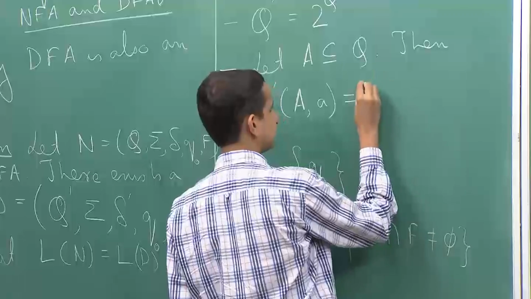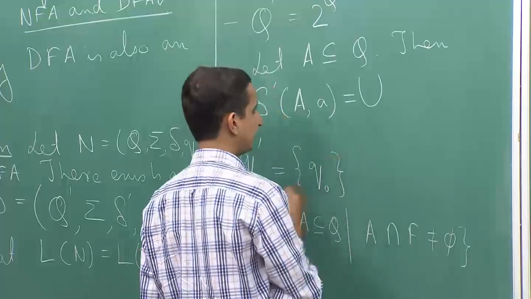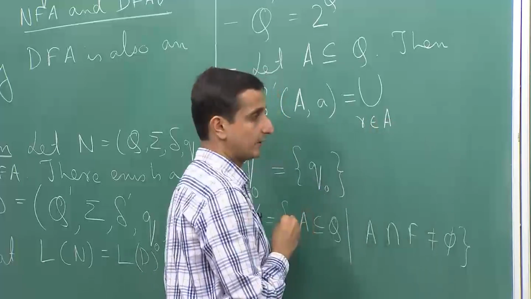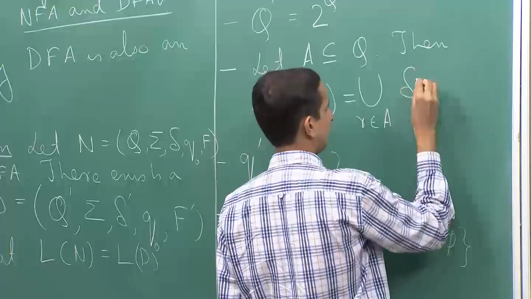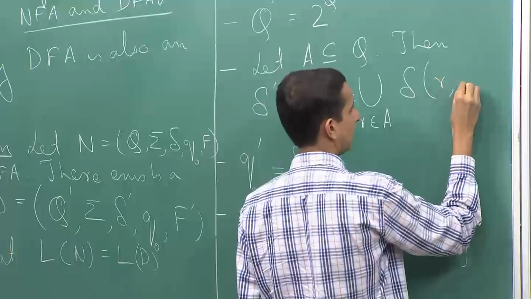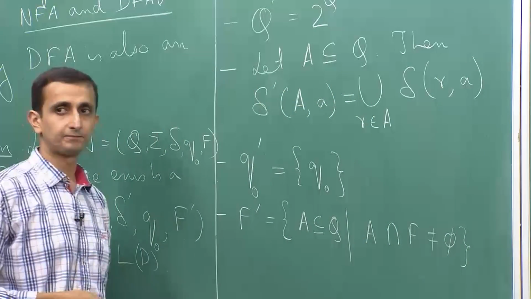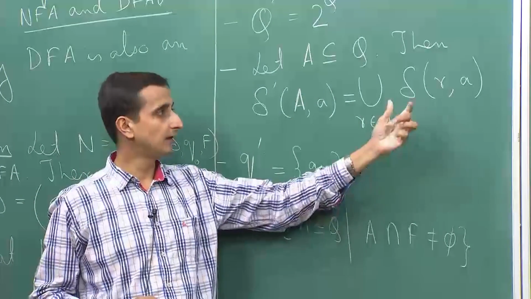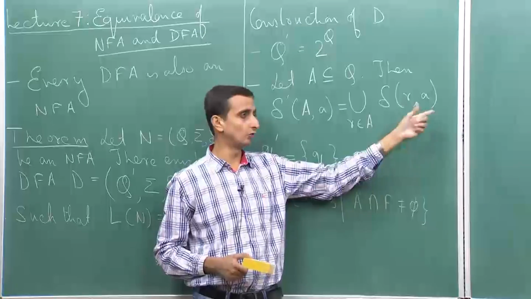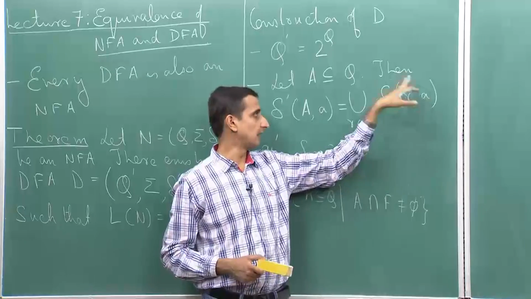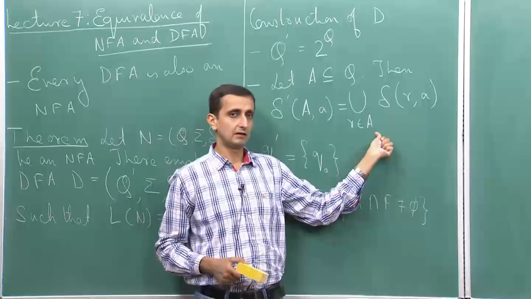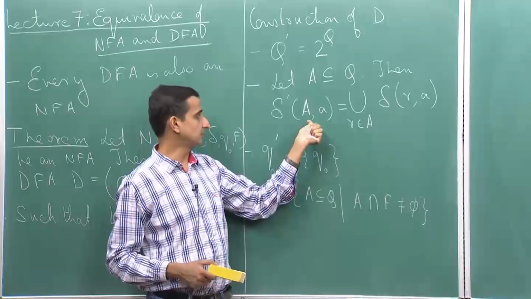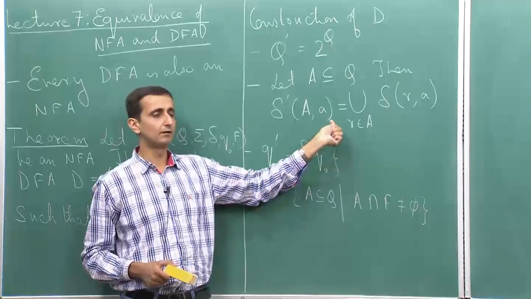Okay. So, I look at it as the union of every r belonging to capital A of delta of r comma a. Okay. So, for every state r belonging to the set A, I look at the subset of states that I can go to on seeing the symbol a. Okay. And now I take the union over all possible r's. So, the subset of Q that I get, that is the subset that I will go to from the set of states capital A on seeing the symbol small a.